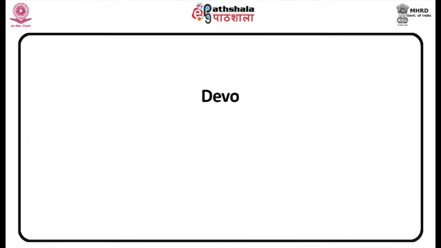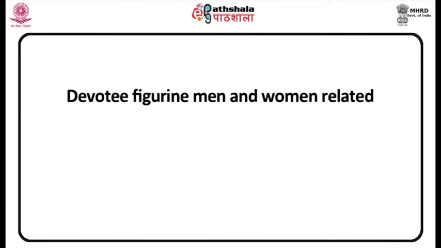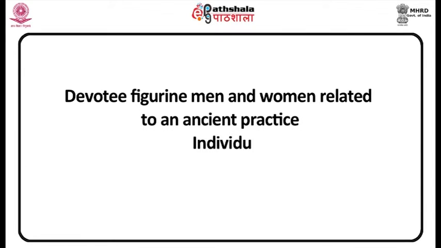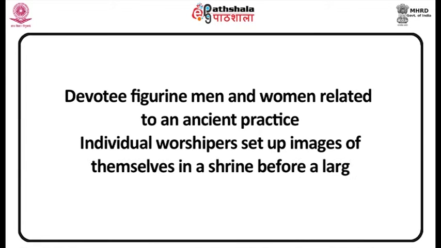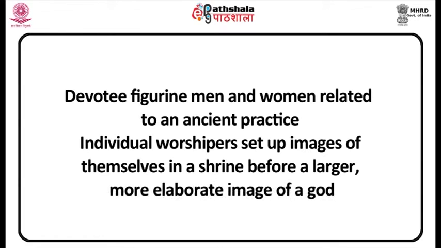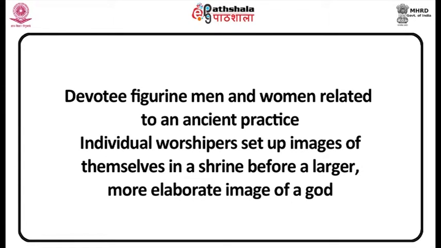Limestone statues dated to about 2900 and 2600 BC from the square temple in Eshnunna, excavated in 1932 to 1933, speak lots about the religious aspect of Sumerian art. These devotee figurines, men and women, are related to an ancient practice where individual worshippers could set up images of themselves in a shrine before a larger, more elaborate image of a god.